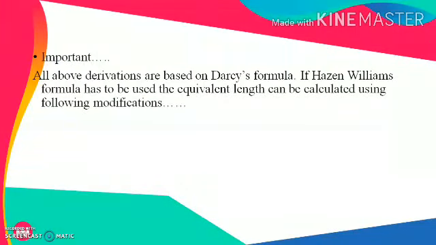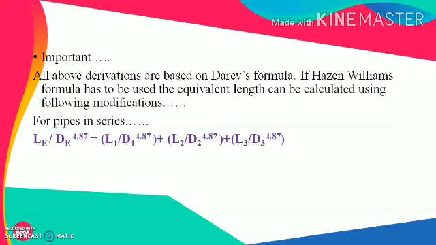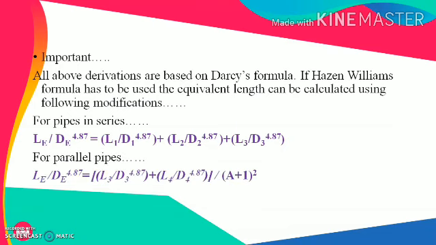Now please remember that all these derivations are based on Darcy's formula. If the Hazen-Williams formula has to be used, there is a slight modification in the equation, where for pipes in series it becomes LE upon DE raised to 4.87, which was DE raised to 5 in case of Darcy's formula. So that particular power of diameter becomes 4.87 instead of 5 if we use the Hazen-Williams formula. With Darcy's formula, the value remains 5. And for parallel pipes too, the power of diameter becomes 4.87 and the equation is modified as displayed.